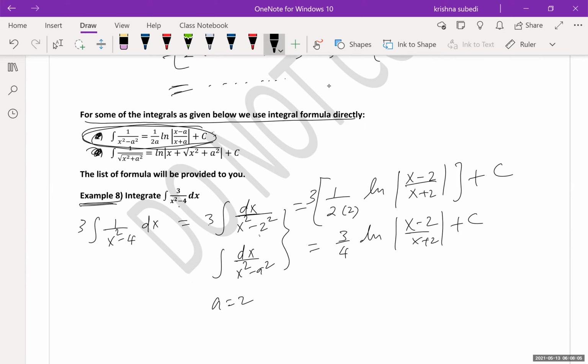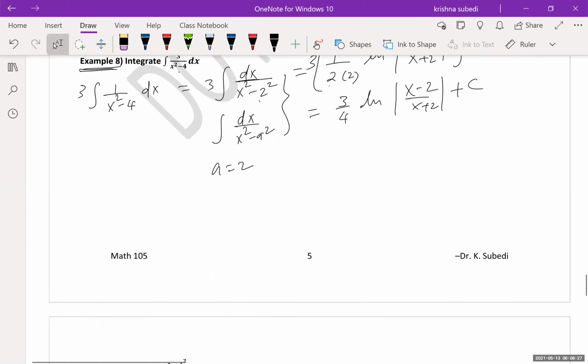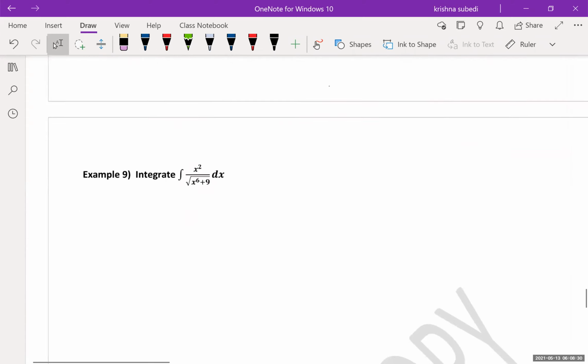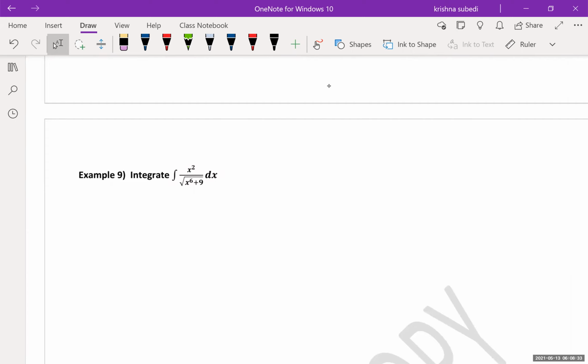Sometimes using a formula is pretty straightforward, and if the question is a little bit complicated to evaluate using the other methods like substitution rule or integration by parts, then I will give you the list of formulas, and you just apply that formula. No issue there. Now let's try example 9 quickly. Tell me which one resembles this closely to formula number 1, 2, 3 in the list provided in Canvas.